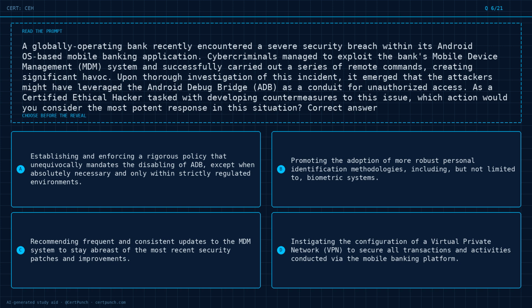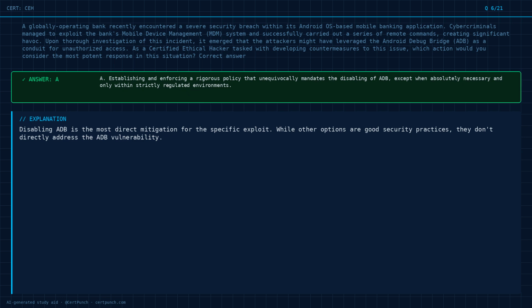Choose the best answer before the reveal. Commit to it now. The answer is option A. Exam logic. Disabling ADB is the most direct mitigation for the specific exploit. While other options are good security practices, they don't directly address the ADB vulnerability.